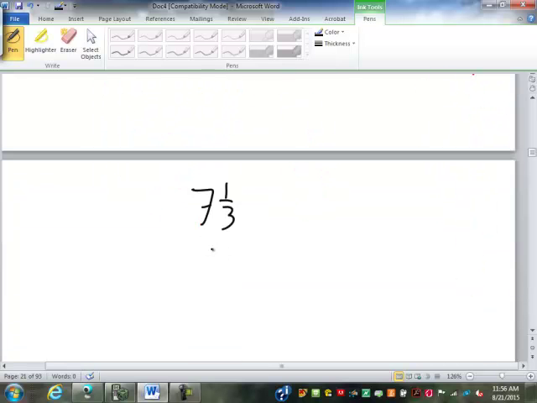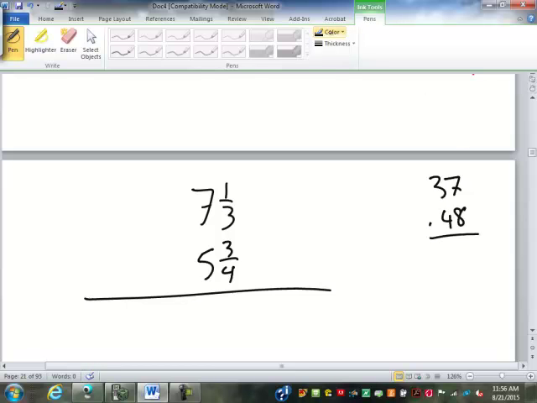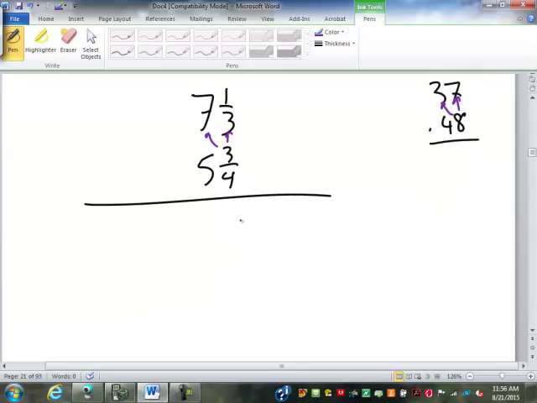5 3/4. Well, just like if we had 37 times 48, you have to take the 8 times the 7, but also the 8 times the 3. Well, same thing here. You have to do the 3/4 times the 1/3, but you also have to do the 3/4 times the 7. So we've got 3/4 times 1/3 gives us 3/12, or 1/4.